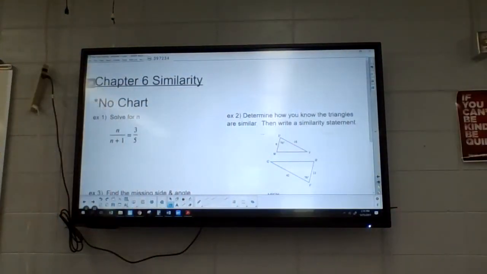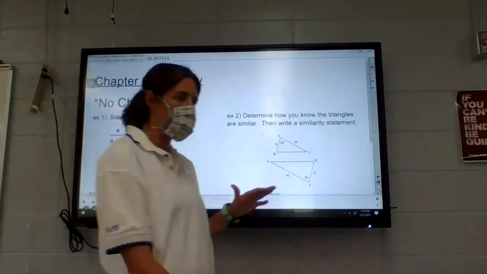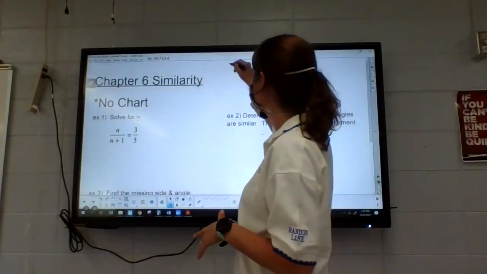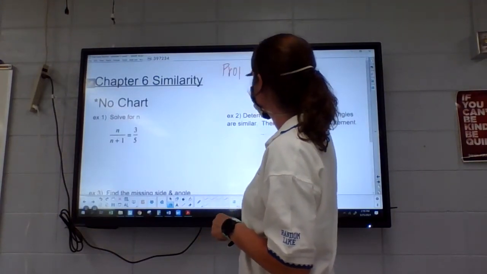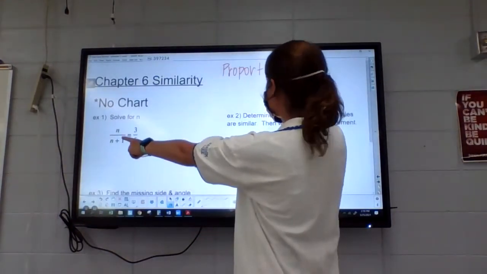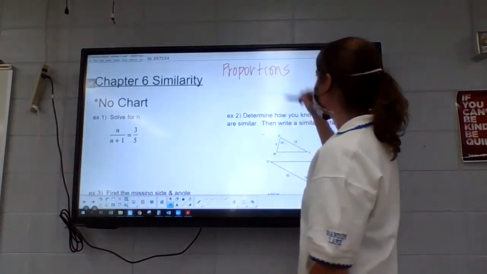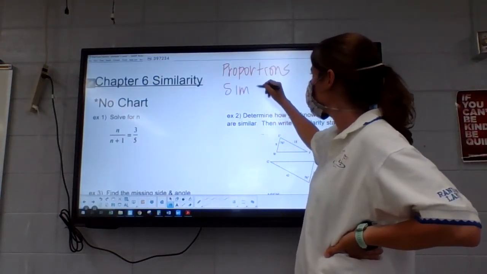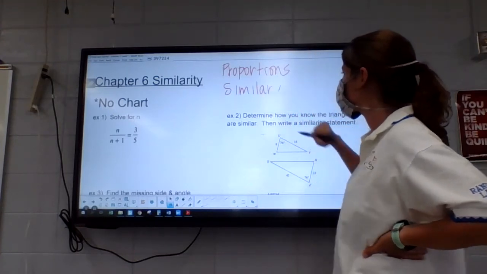Chapter 6, there was no chart for chapter 6. This is a similarity chapter. I'm going to tell you guys, this is the chapter that if you don't use proportions, you're missing something. So there's a lot of proportions here. And that's an example of a proportion, in case you forgot what those were. And then there's also similar shapes, which is this little squiggle.